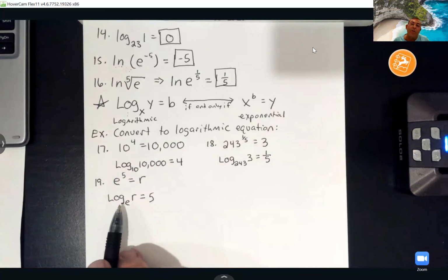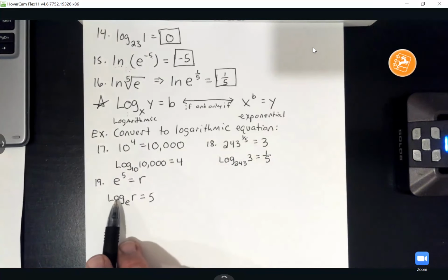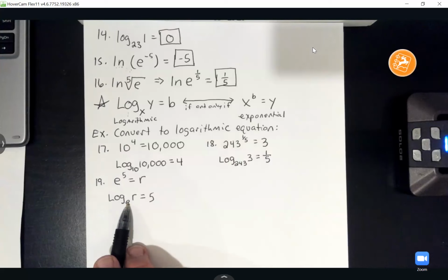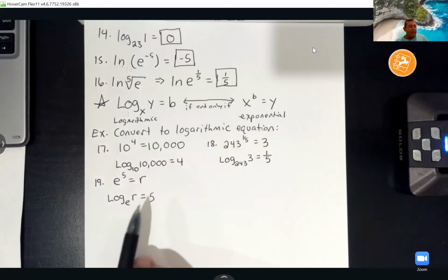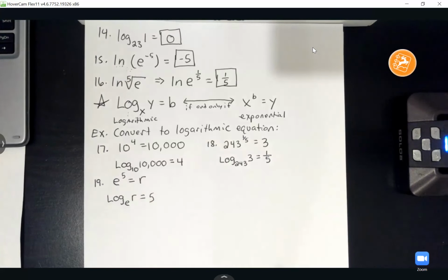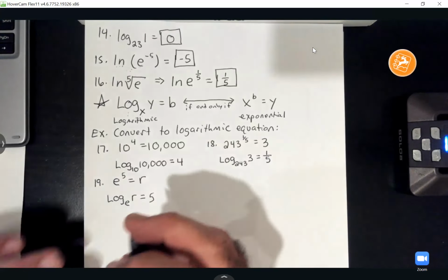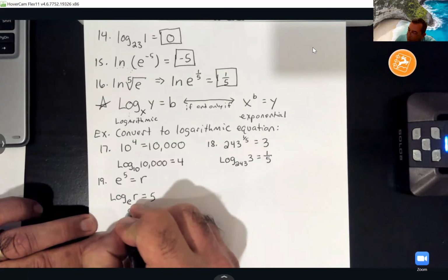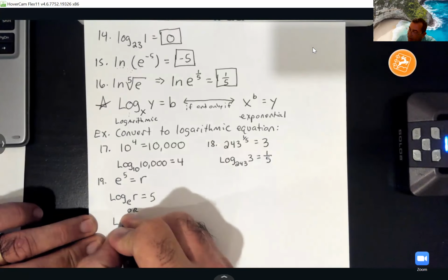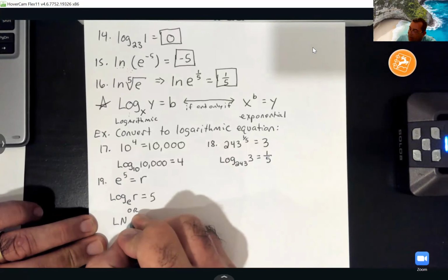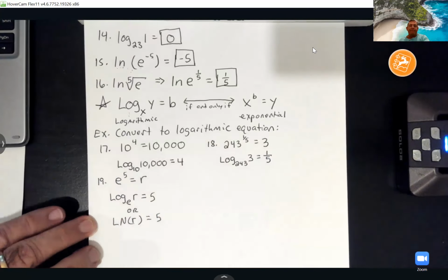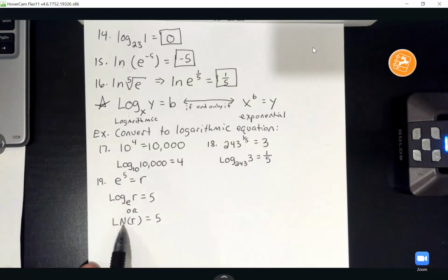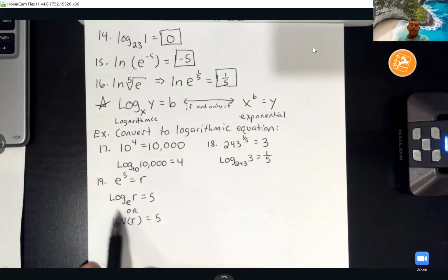Now this one you could rewrite another way, since that's a log base e. We could put this as ln of r equals 5. Because remember, ln does stand for the log base e.